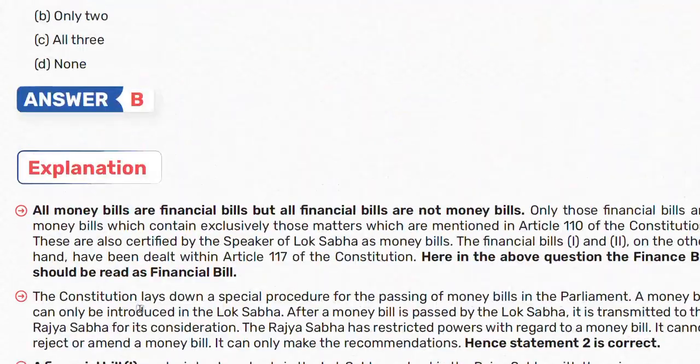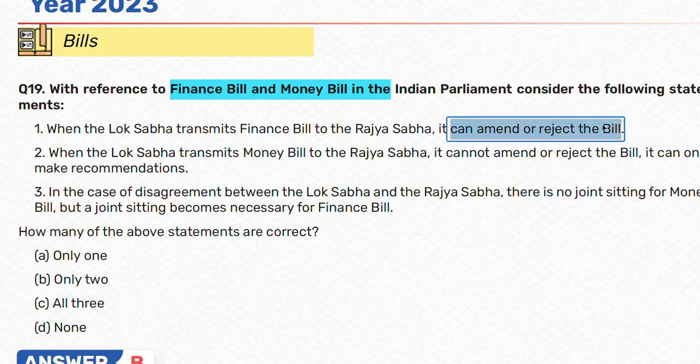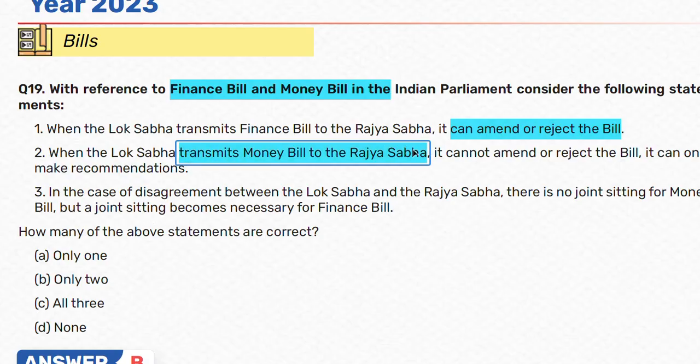Yes. Now next, with reference to finance bill and money bill, again they have asked finance bill, money bill. When the Lok Sabha transmits a finance bill to the Rajya Sabha, it can amend or reject the bill. Yes. When the Lok Sabha transmits a money bill to the Rajya Sabha, it cannot amend or reject the bill. It can only make recommendations. Yes. Joint sitting is not needed for a money bill, but joint sitting becomes necessary for a finance bill. This is incorrect. So B will be the correct answer.